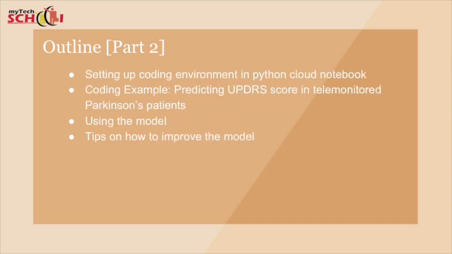For part two, I'm gonna teach you how to set up your coding environment in Colab, and then we'll go on to write your first machine learning algorithm in 10 steps. The data set that we'll be using is on predicting the UPDRS score in telemonitored Parkinson's patients. So I'm gonna discuss that in detail later on, so stay tuned.